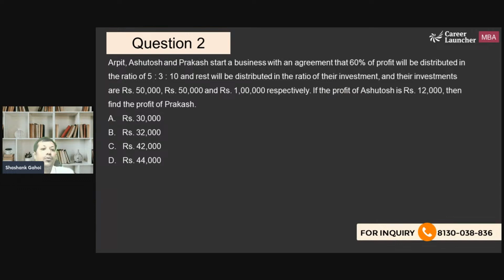Okay. Now, what does this question say? It says there are 3 people, Arpit, Ashutosh, and Prakash. They start a business with an agreement that 60% of the profit will be distributed in the ratio 5:3:10, and the rest will be distributed in the ratio of their investment, and their investments are 50,000, 50,000 and 1 lakh respectively. And the question is saying if the profit of Ashutosh is 12,000, find the profit of Prakash. Okay, fair enough.